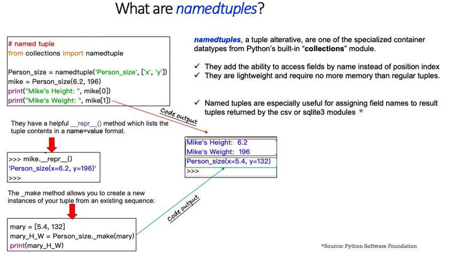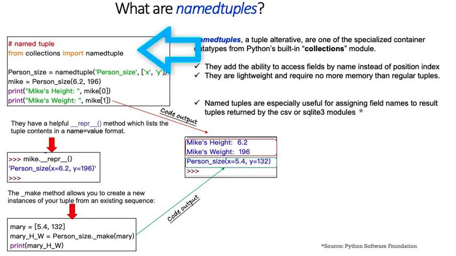If you've been following along in the series, you know that in the dictionaries class, we looked at the collections module, Python's built-in collections module. And now we're here to look at another data type from that collections module. So named tuples. This is a tuple alternative, and it's one of the specialized containers from collections. They add the ability to access fields by name instead of just by position index. They are lightweight and require no more memory than regular tuples. Named tuples are especially useful for assigning field names to result tuples returned by the CSV or SQLite 3 modules. So when we get to that, we're going to take a good hard look at this as well.